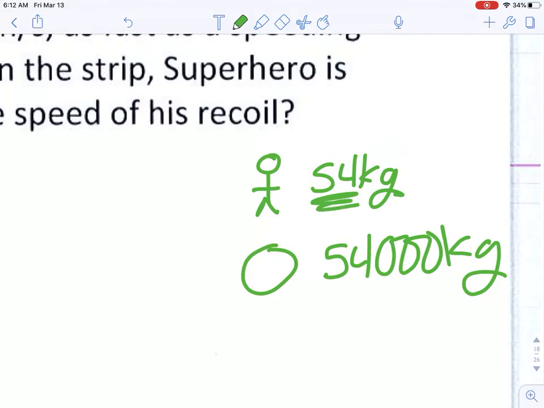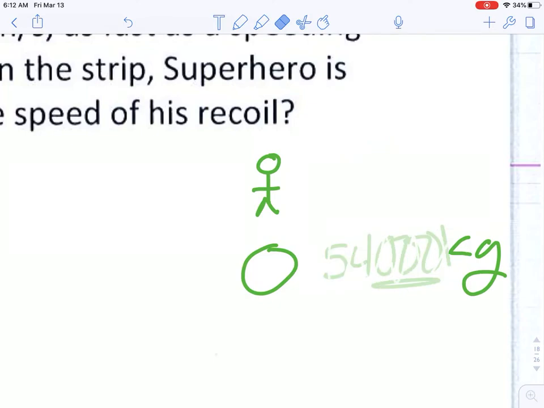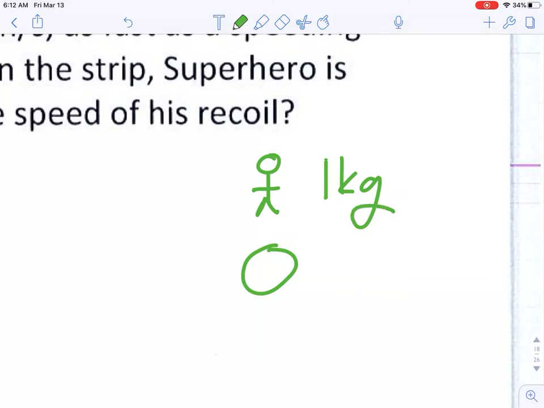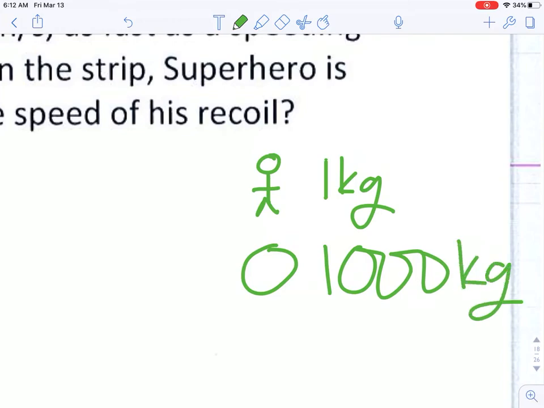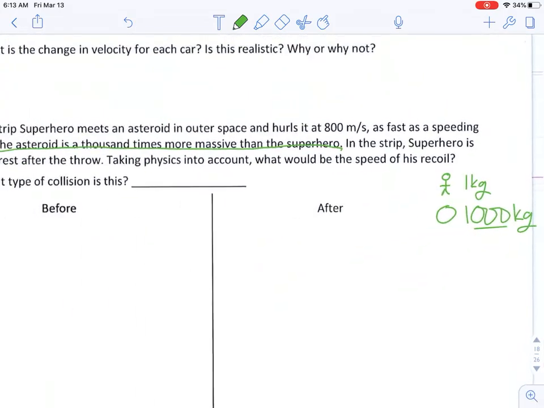So you could really pick whatever number you wanted and then just add 3 zeros. I recommend that instead of picking a very difficult number, you say, hey, he's 1 kilogram, because that makes math really easy when you have a 1 in the problem. And the asteroid, that's 1,000 kilograms. And I just recommend that because it's easier on the math. You could pick any number you wanted, so long as you make sure you add 3 zeros for the asteroid, you should get the same answer.